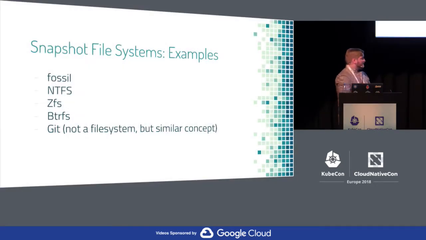Some examples of this are, again, from the Plan 9 folks, Fossil. NTFS, I know, has some snapshotting support. The big ones now are ZFS and Btrfs. And then everybody uses Git, presumably. It's not a file system, but it's a very similar concept of snapshotting, where a commit points to a tree, and you can have a bunch of different trees, and you use your commits to define the relationships of the changes to that tree over time.